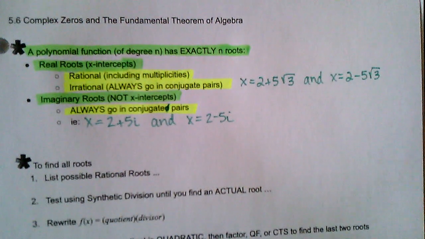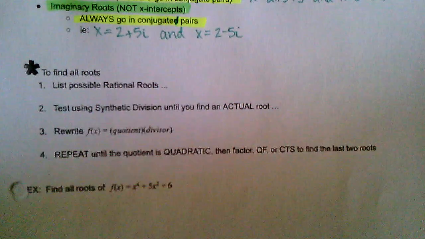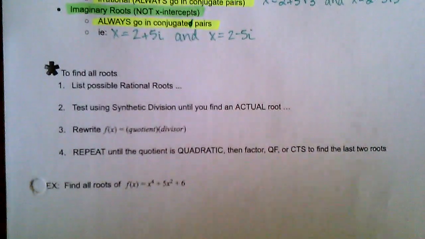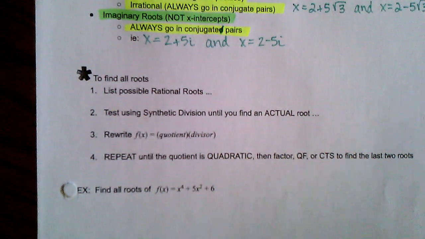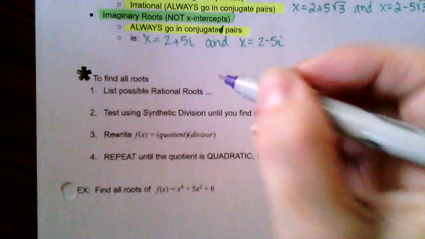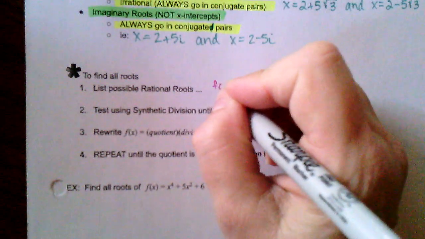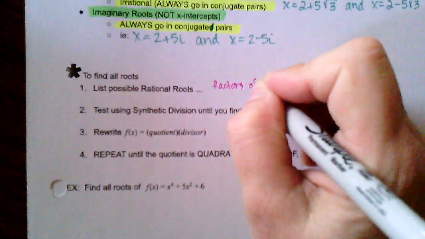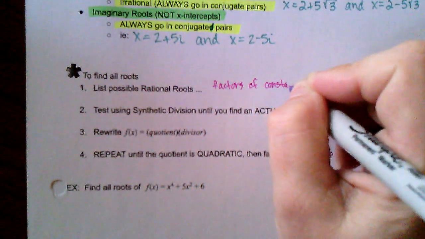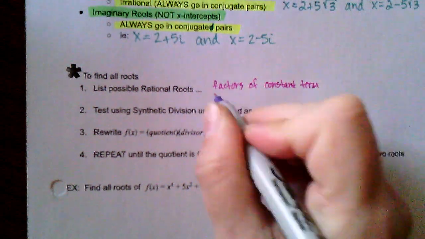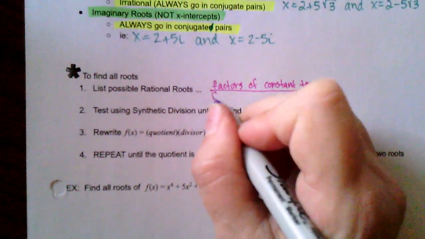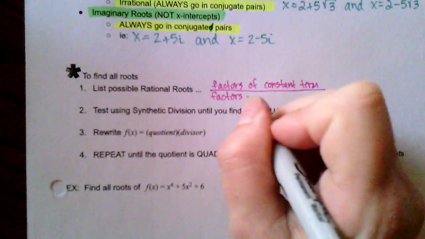So we have a process that we go through to find all of the roots, and we've kind of already done this when we were listing all the real roots. To find all of the roots, you're going to start by listing the possible rational roots. And we did this in a previous section. That's where we list the factors of the constant term over factors of the leading coefficient.